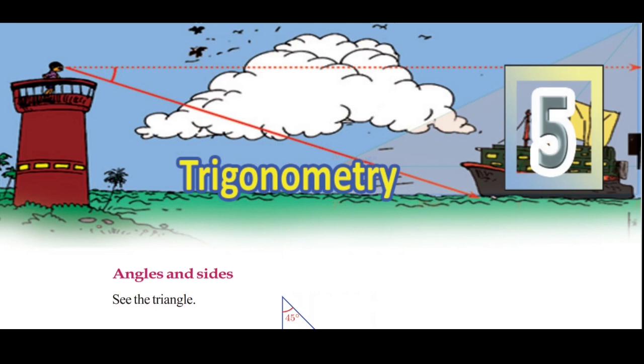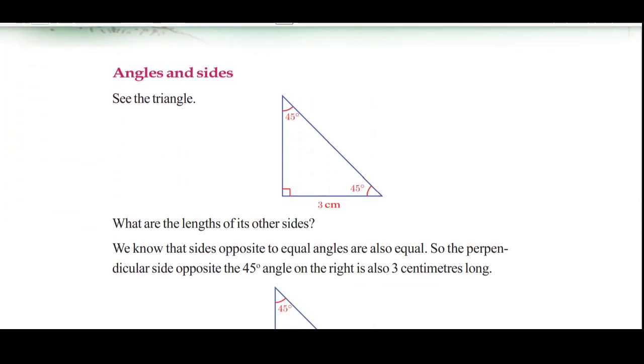What do you mean by a right triangle? In a triangle, if one angle is 90 degrees, it is called a right triangle. Here you can see a right triangle. What is special about this right triangle? Here one angle is 90 degrees, and the other two angles are 45 and 45. So two angles are equal here. Then it is an isosceles triangle, right?